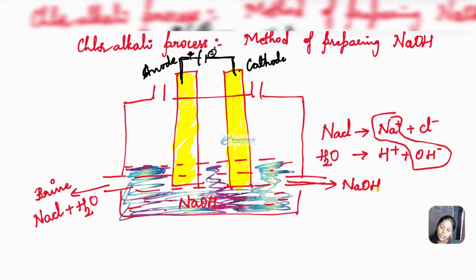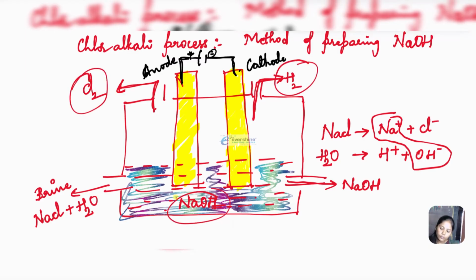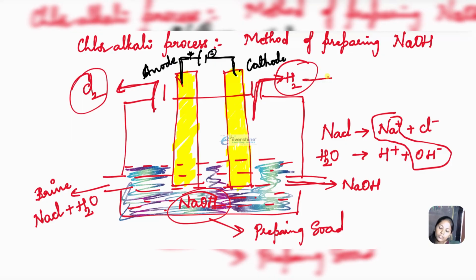And chlorine will be liberated at the anode, because Cl is negative, so it will be liberated at the anode plate, and hydrogen gas will be liberated at the cathode plate. So here three materials are useful. NaOH we can use for preparing soap, this hydrogen gas can be used as a fuel, and this chlorine can be used for preparing bleaching powder.